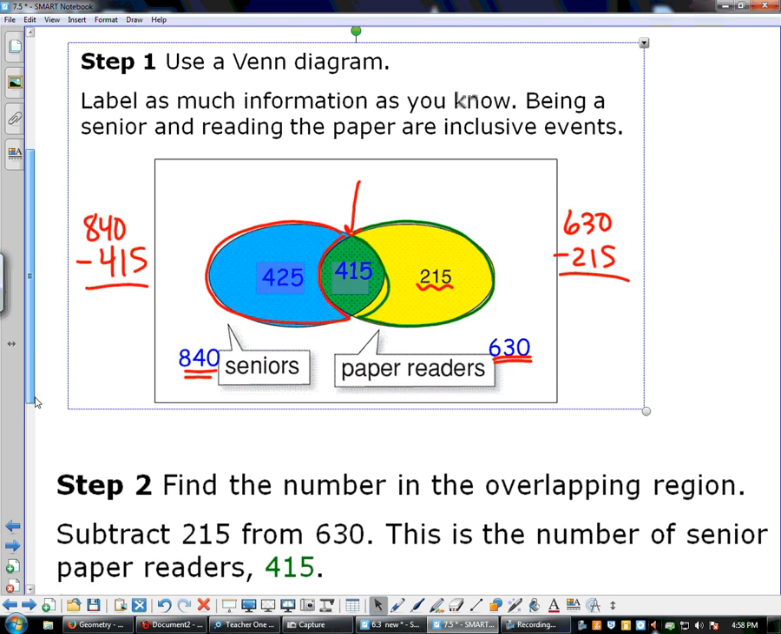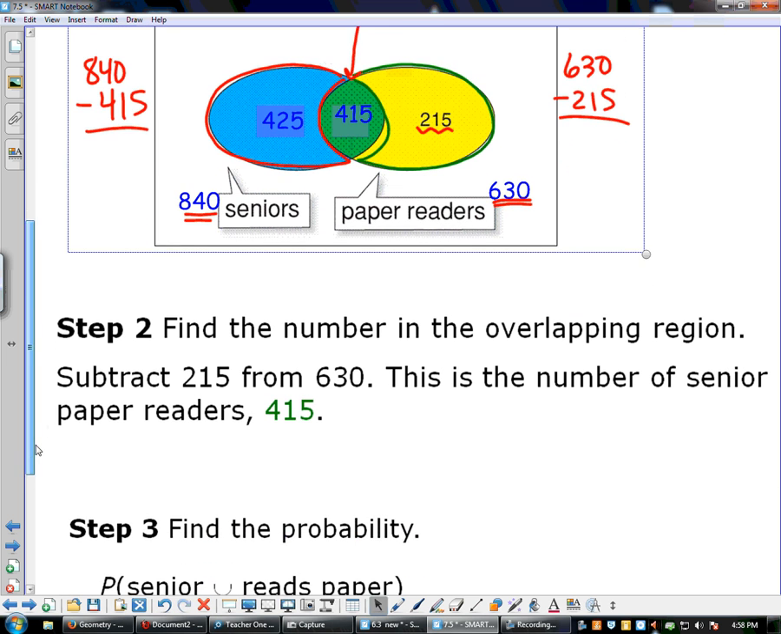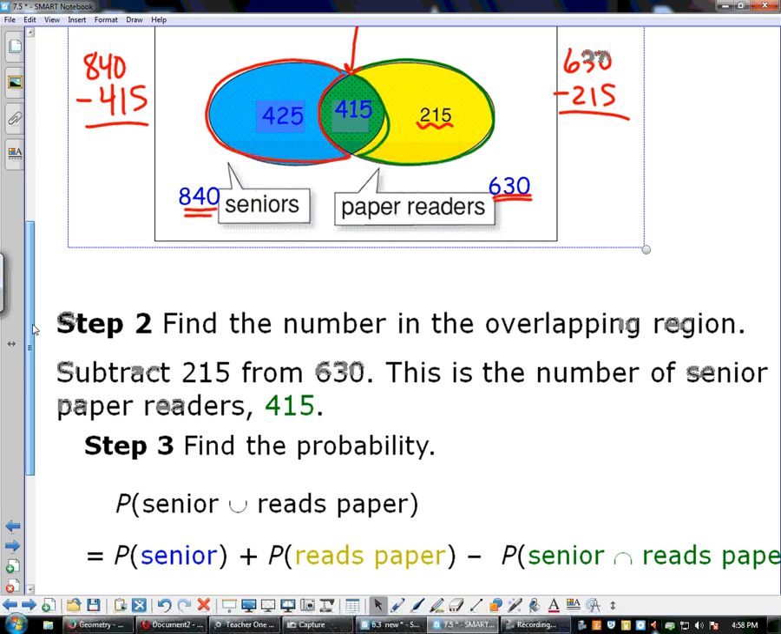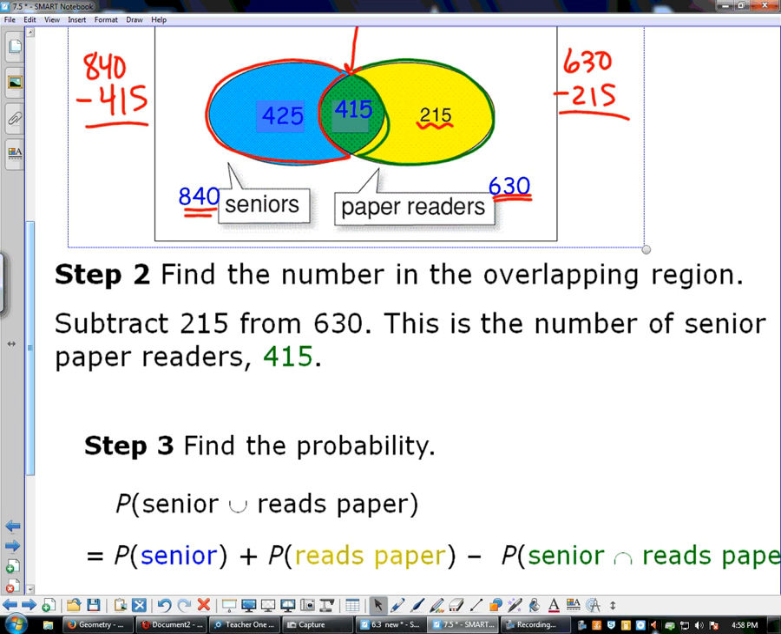So step 2 now is to find the number in the overlapping region. We did that already. Step 3, find the probability that you pick a senior or you pick someone who reads the paper. So that's going to be the probability that you pick a senior plus the probability that the student you pick reads the paper minus the probability of a senior who does read the paper.